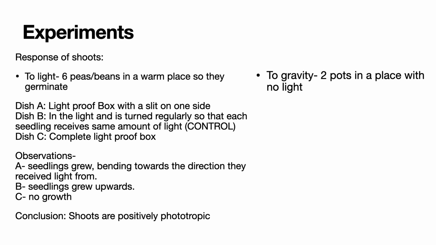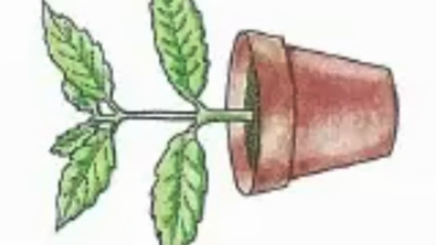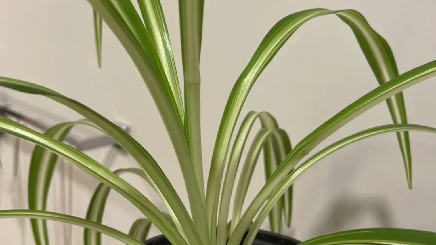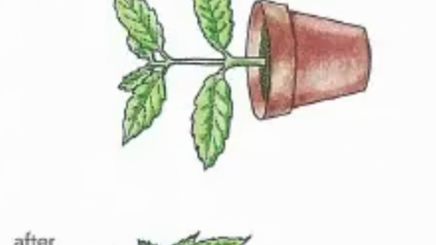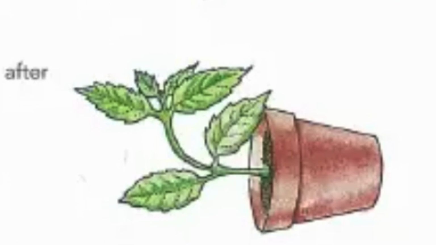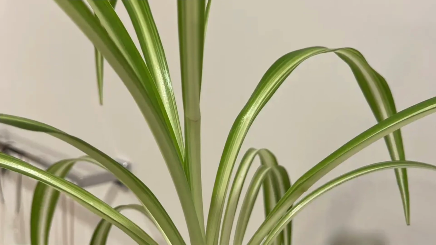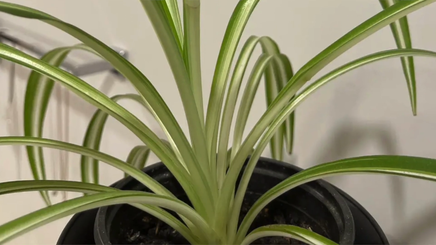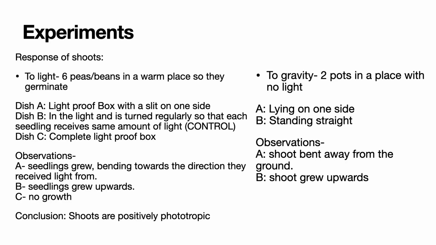For this experiment, we can keep two pots in a place which has no light, so the light stimulus is not affecting this. Pot A is lying on one side and B is standing straight. The observations are that in A, the shoot bent away from the ground, bending upwards. In B, the shoot grew upwards. So in A, the shoot should have been growing horizontally if gravity didn't affect it, but because shoots are negatively gravitropic, it bent away from the ground.